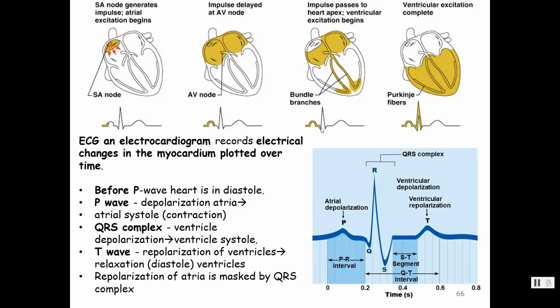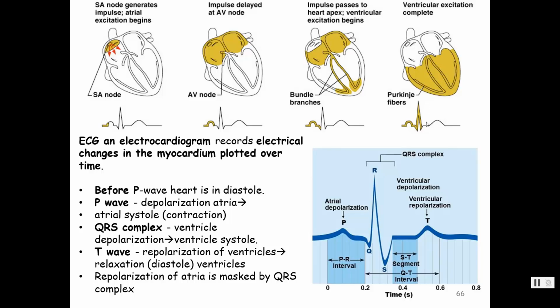Once we get to the Purkinje fibers, now it's going to spread out to the ventricles, and so we have the QRS complex. So now all of the ventricles have the message, and then we're immediately going to get ventricular contraction. And so the QRS complex represents ventricular depolarization and ventricular systole.